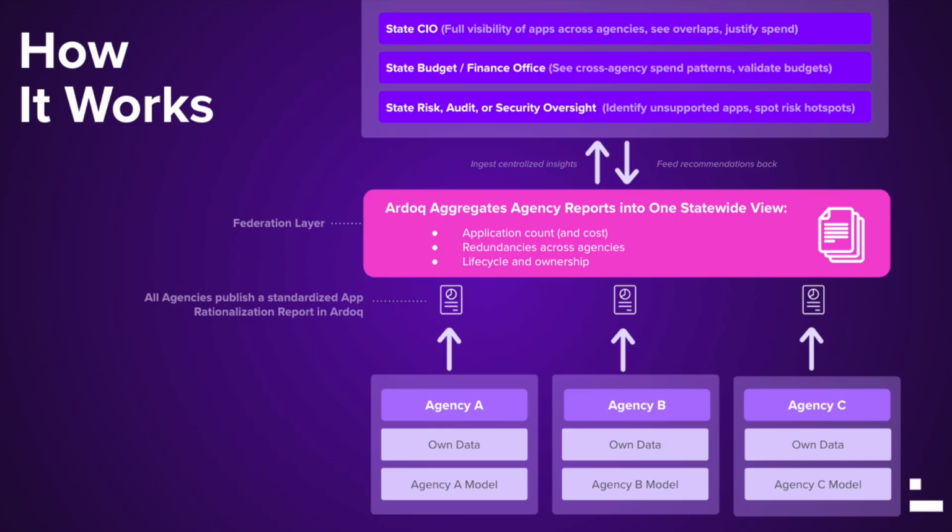Just as importantly, this is a two-way model. The state can feed recommendations, standards, and updates back down to the agencies without taking control away from them. This results in a federated architecture that matches how states actually operate. The agencies keep their autonomy, the state gets the visibility and clarity they need, and everyone works from the same trusted data. This is what makes our solution different and why it works at statewide scale.